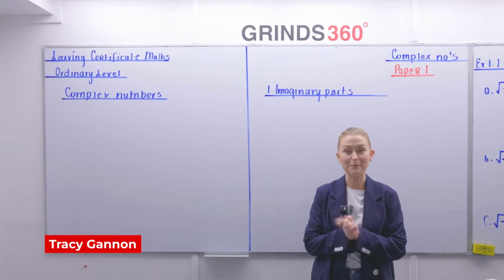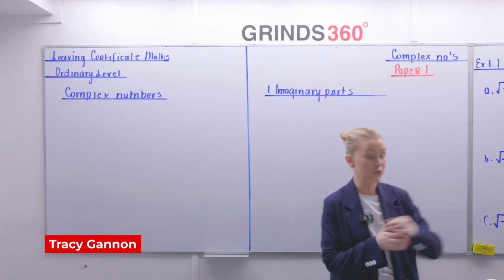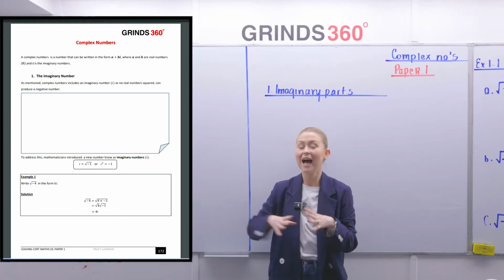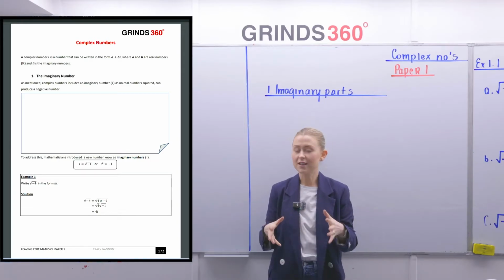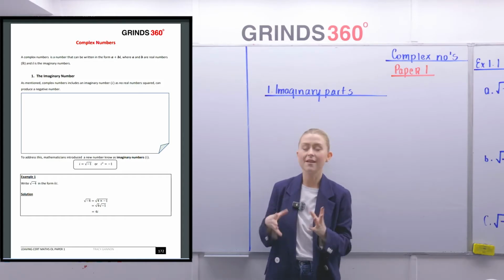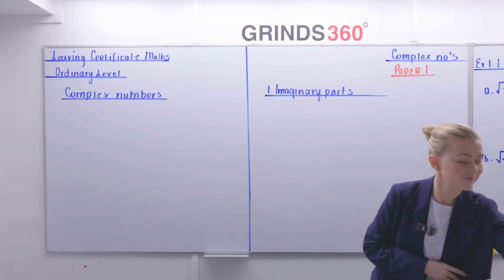Complex numbers from paper 1. Now I'm going to get you to start off on page 172. Page 172 should look like this. Jump over as far as there, and we're going to get started. We're going to start off by discussing what a complex number is, and then we're going to jump into number 1, as you'll see here, imaginary parts, doing exercise 1.1 in this lesson.